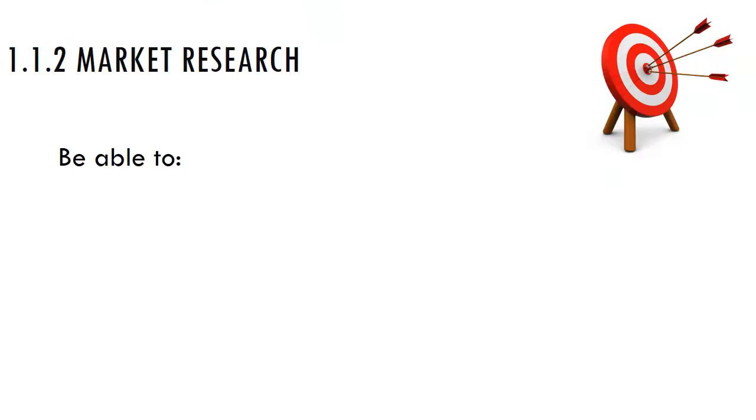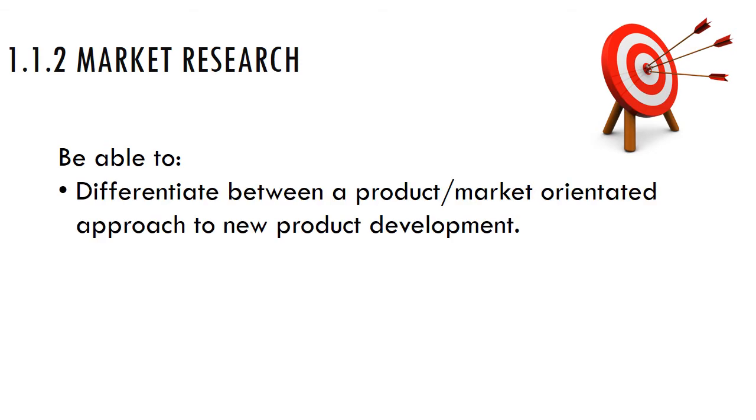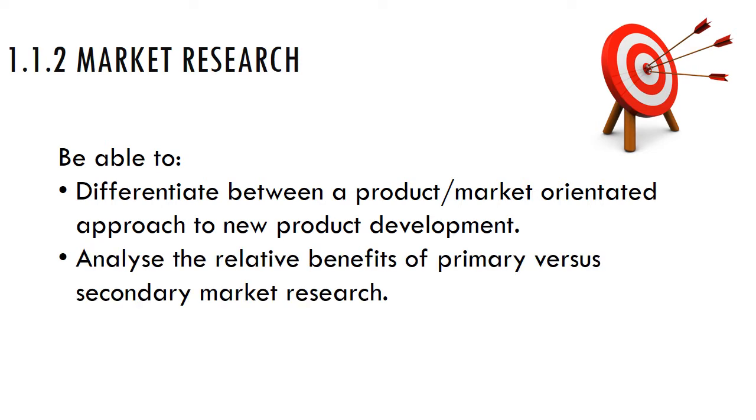What do you need to be able to do? Well, first you need to be able to differentiate between a product and a market-orientated approach to new product development. Second, you need to be able to analyse the relative benefits of primary versus secondary market research.